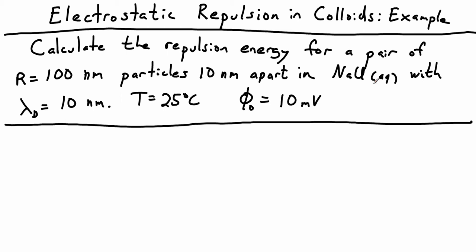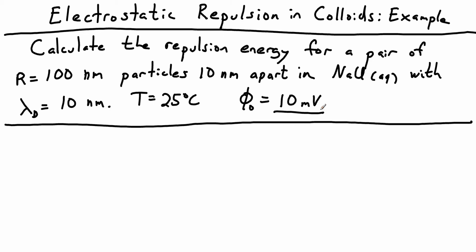We also have the surface potential of the particles. Now when we do this problem, we want to know if we need to use the full-blown equation for repulsion or can use the high or low potential case, special case equation since they're much simpler. And looking at this voltage, we see that's relatively low.